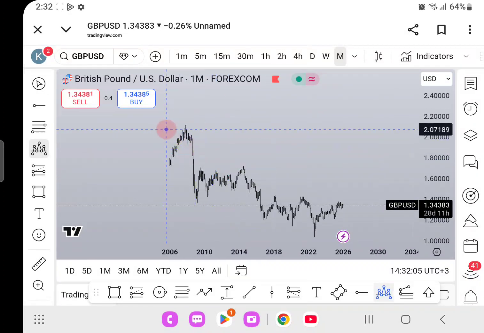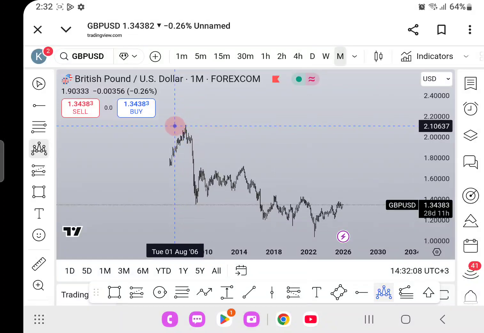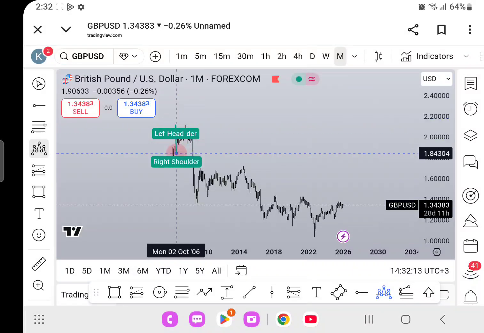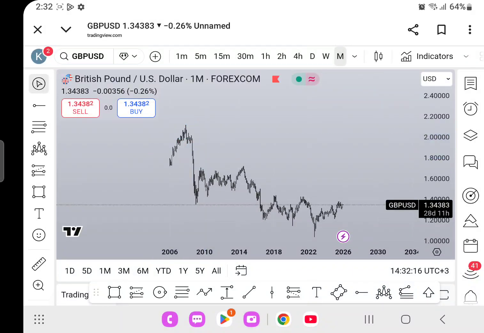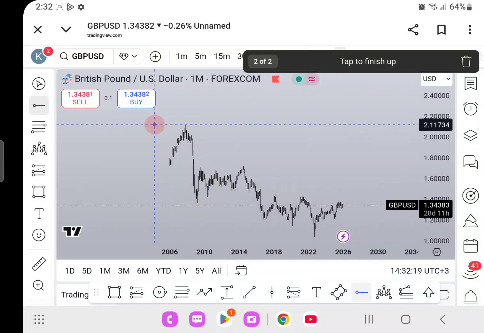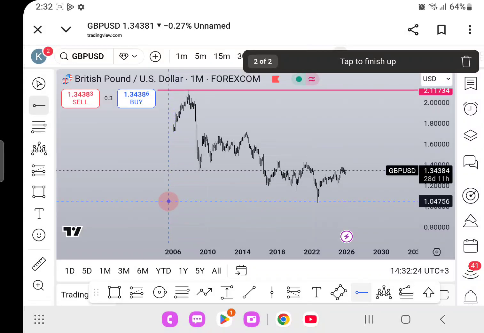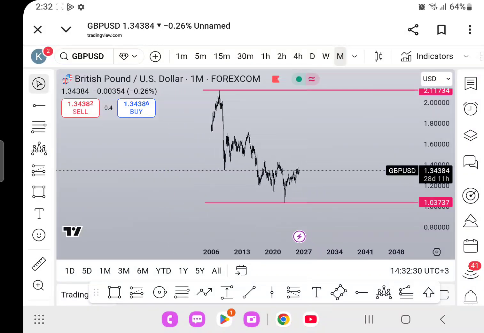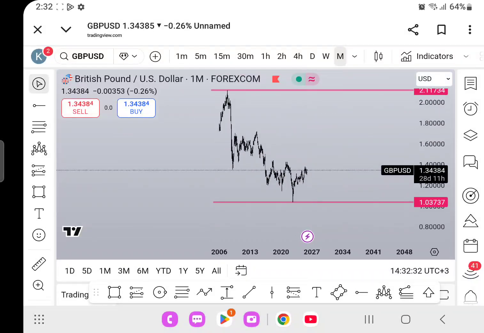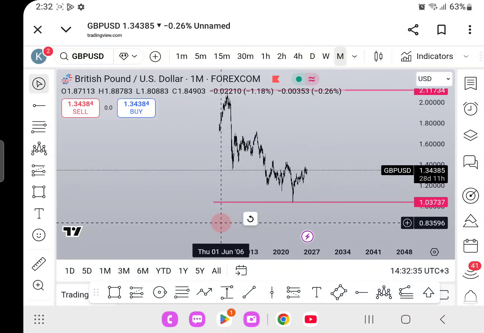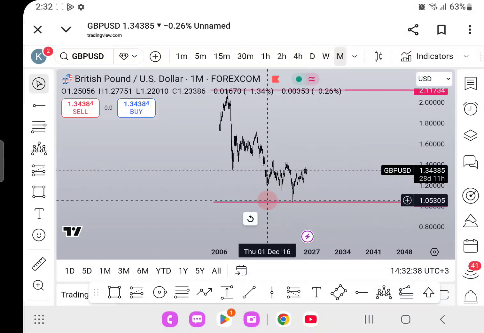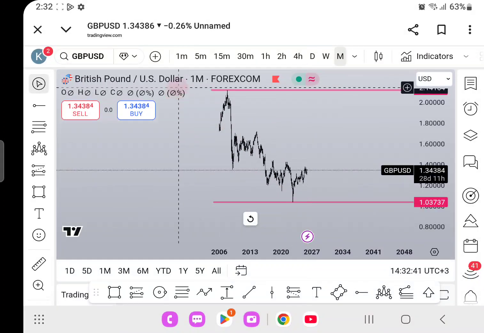At default, we're going to start to mark out our utmost highs and utmost lows, the lowest the market has been. As you see, from 2006, this is my history right here. The lowest GU has been here at around 1.053, and the utmost high has been at 2.